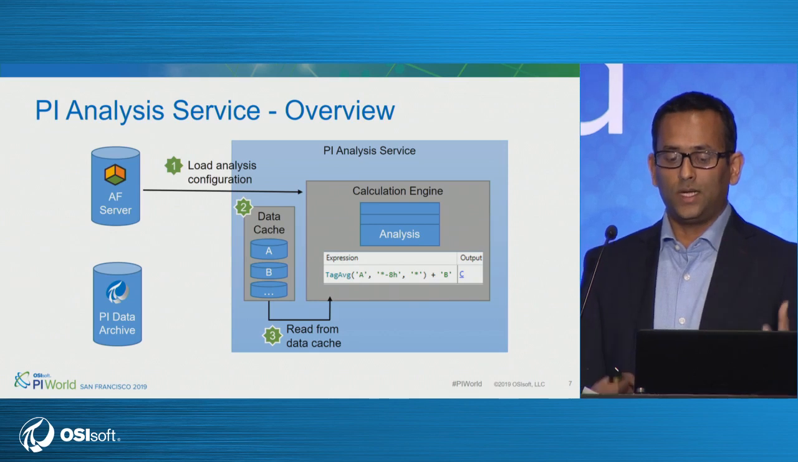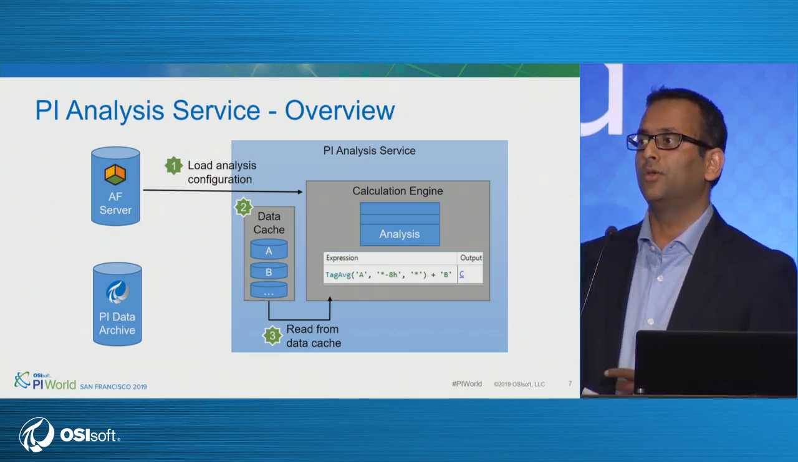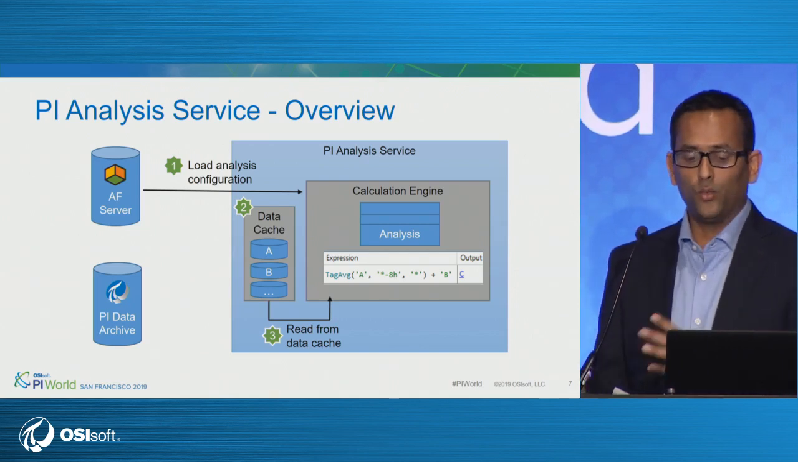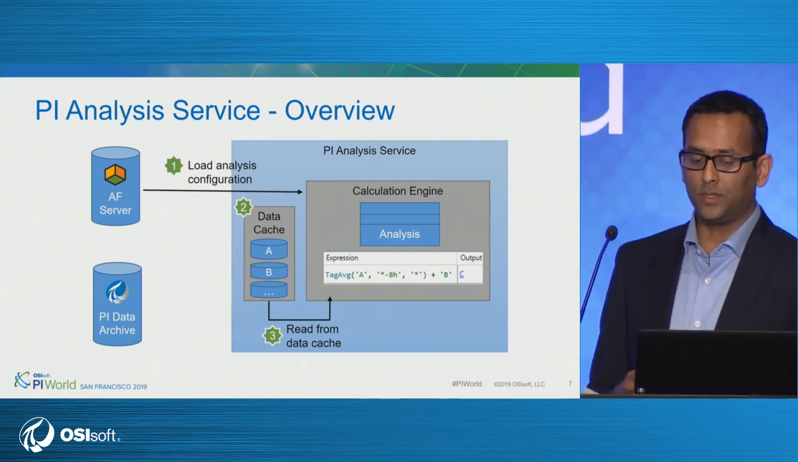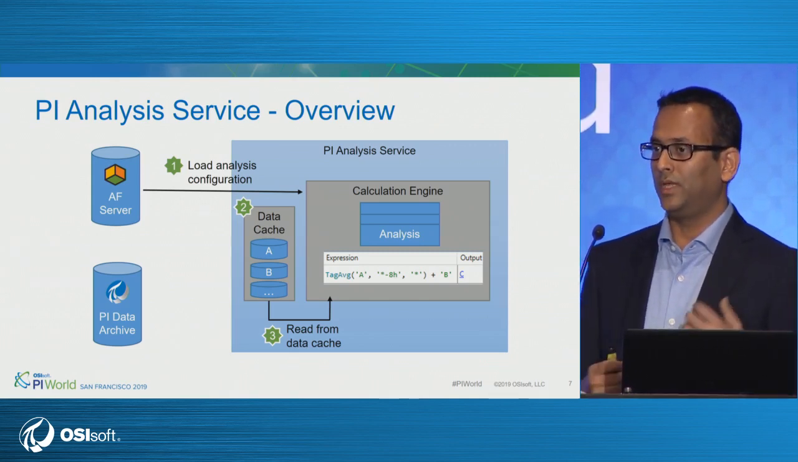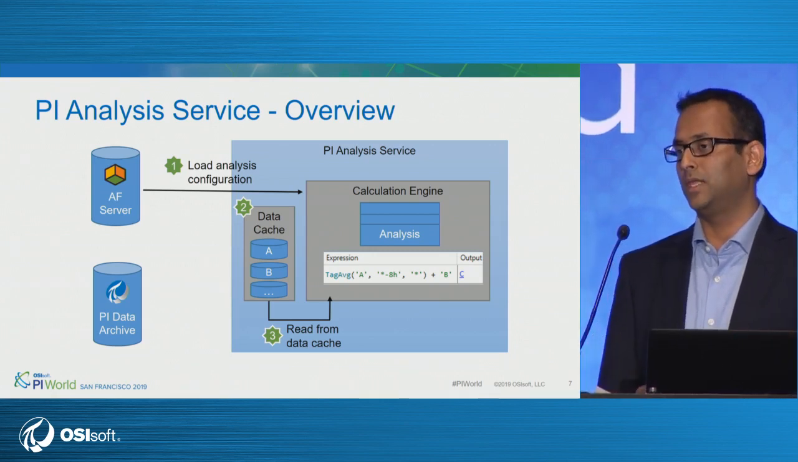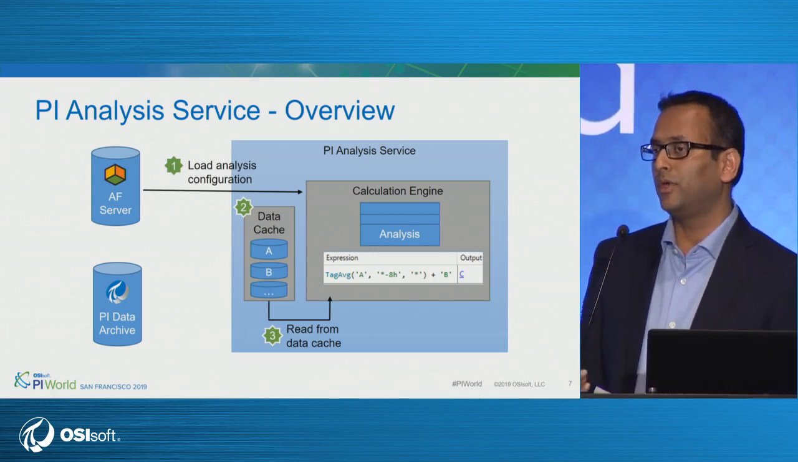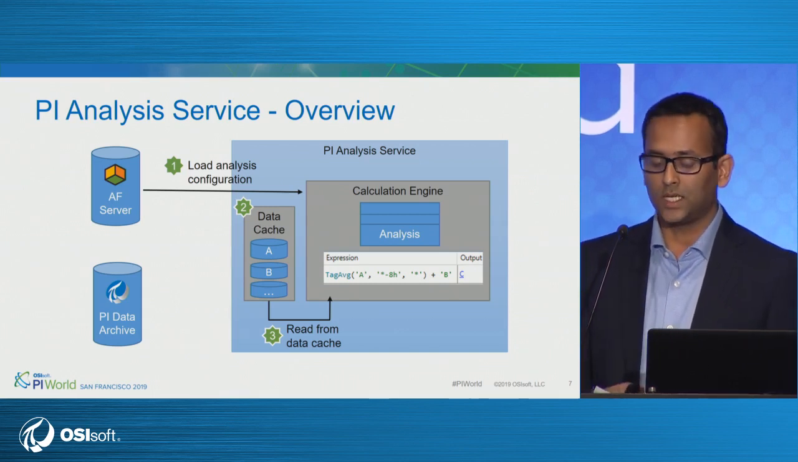So let's say all of that is done, and now your analysis triggers, which would be either on a clock schedule or when a new event arrives for some of the inputs. When that happens, we'll try to go and read data from the cache. So in this particular example, we are doing an 8-hour summary on this attribute A, so we need to go and get that data from the cache. If that data is available in the cache, then the calculation will be very fast, and we will do that in several milliseconds.